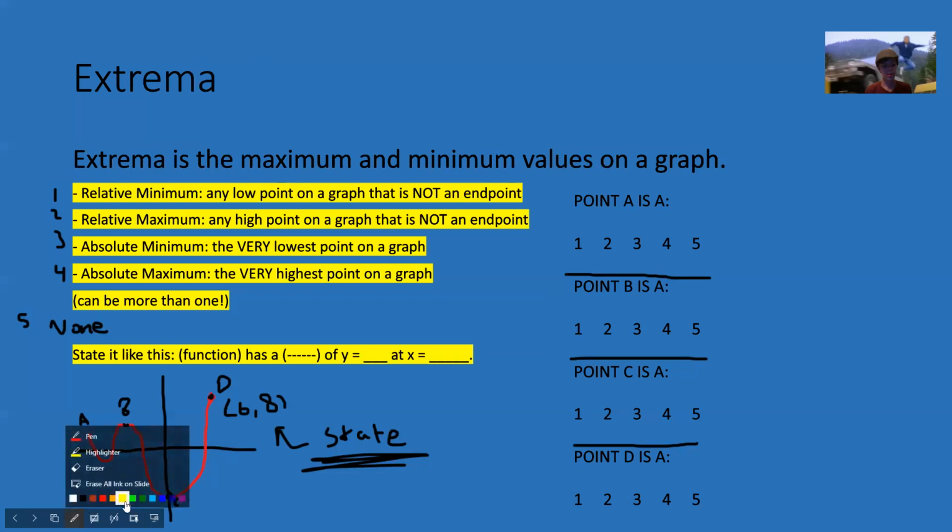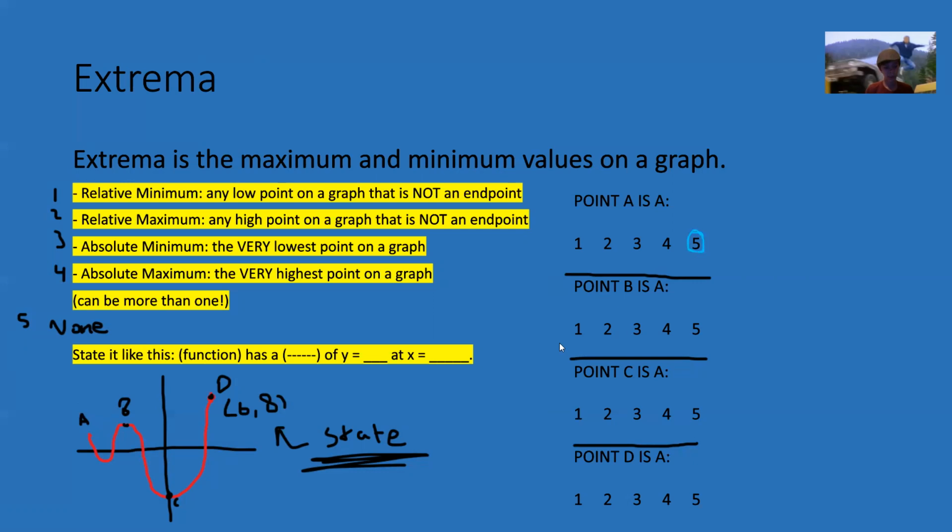So let's start out with point A. Is it a relative minimum? Well, it's not 1 or 2. I labeled them 1, 2, 3, 4, 5. 5 is if it's none. And it's not anything that's relative because I said that couldn't be an endpoint. A and D are endpoints. That just means it's the thing on the end. What about absolute minimum? Well, it's not an absolute minimum or maximum because it's not the very lowest or highest. So it's none. That's not even an extrema. So let's make that 5, none.